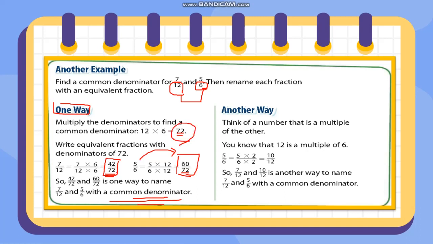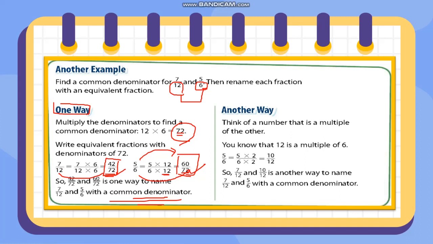As you can see, 72 and 72 here. How does 6 become 72? By multiplying by 12. So we need to multiply 5 by 12. 5 times 12, that's why we got 60. Then how does 12 become 72? By multiplying by 6. So 7 multiplied by 6 is 42. That's why we got 42/72.